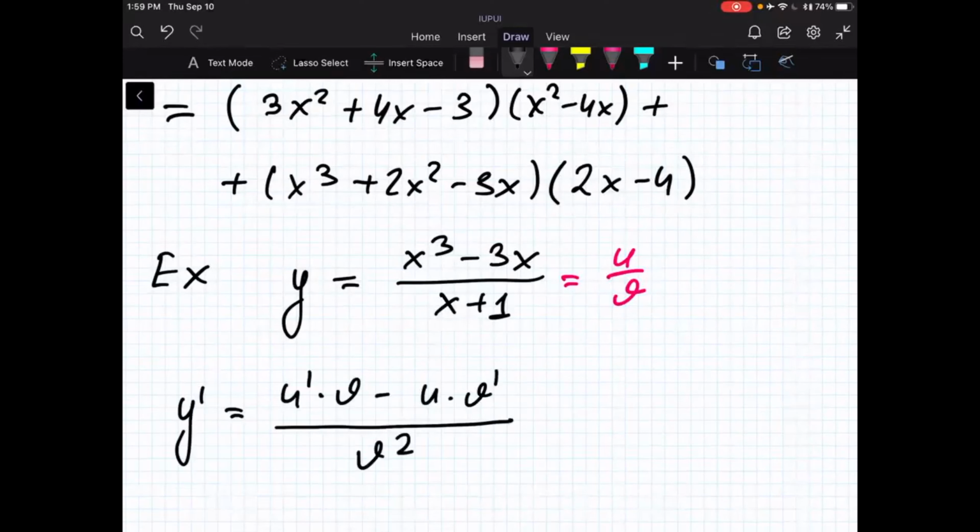Yes, a common mistake is that sometimes you write it in the wrong order, or sometimes you forget that here is minus. So it looks like the product rule in the numerator, but unfortunately there is minus instead of plus.